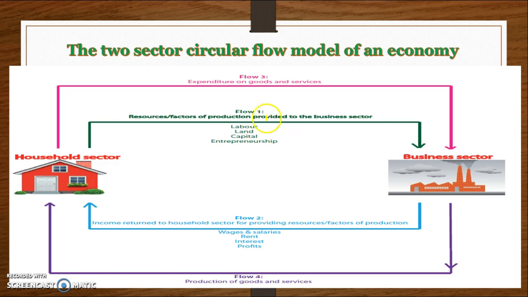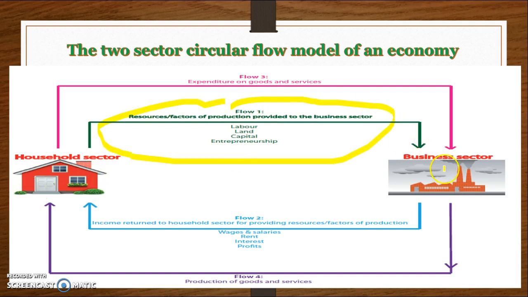So the first flow, flow one, goes from the household sector to the business sector. When we're talking about the household sector, we're talking about those 24 million people that live in Australia, and they provide their factors of production. They provide labour, land, capital, and entrepreneurship to the business sector. So the first flow is just the flow of resources from the household sector to the business sector.